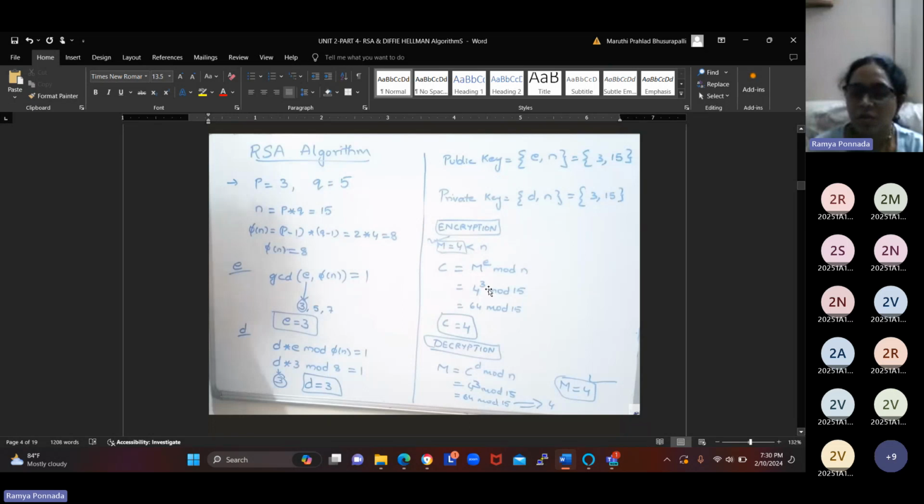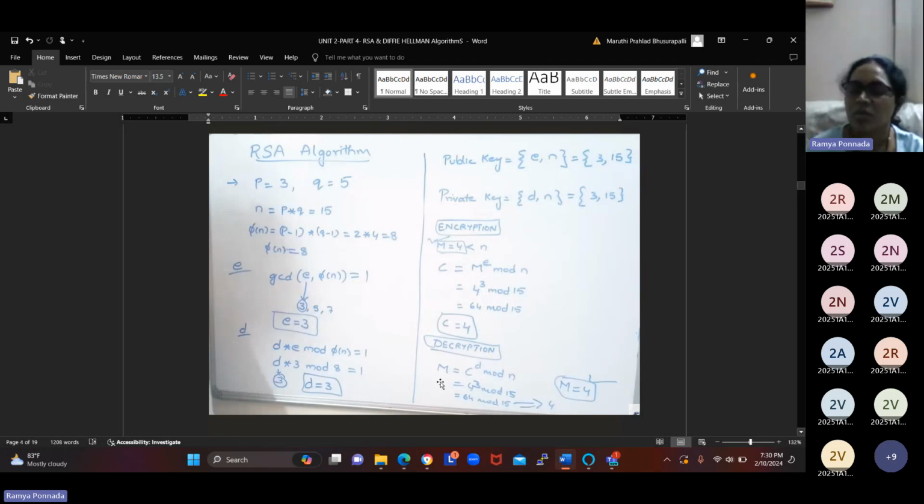The encryption procedure: you are going to replace M, which is the plain text value. That plain text value is also given, as 4. So 4, E value is 3. So 4 cube mod N, N value is 15. 4 cube mod 15, that is 64 mod 15. Once you solve, the remainder is going to be 4. That is your ciphertext value, that is the C value.